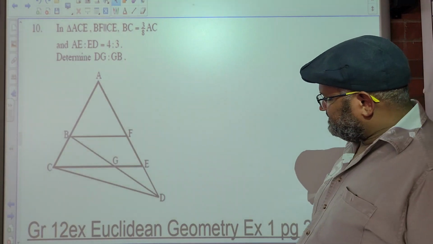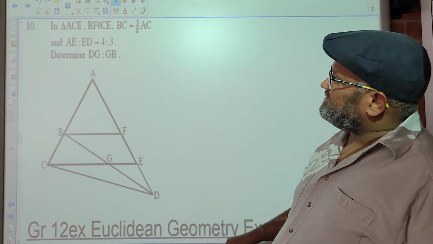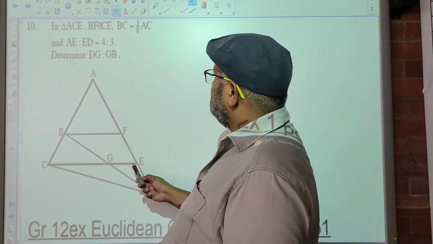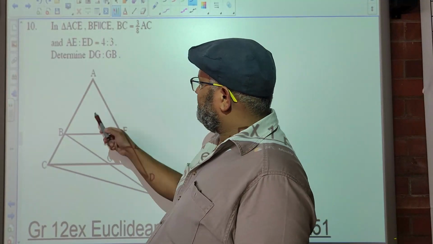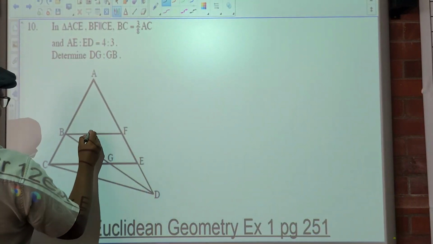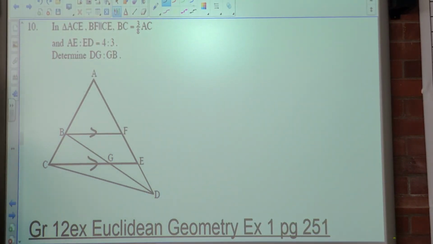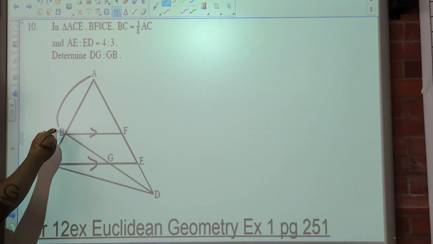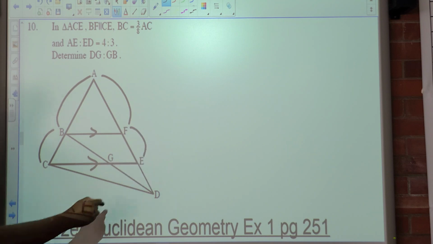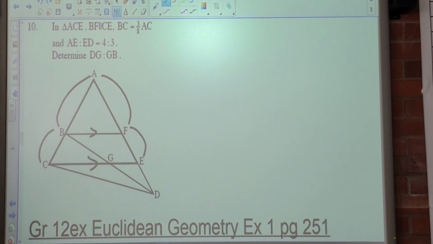Let's look at number 10. We are told the triangle ACE. We are told that BF is parallel to CE. So the lines are parallel. If those lines are parallel, what do we know? AD over BC is equal to AF over FE, and all its variations. Okay.